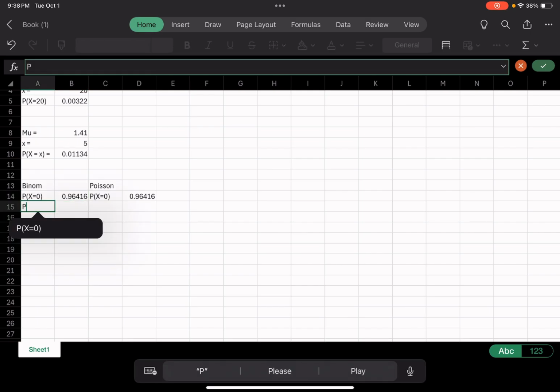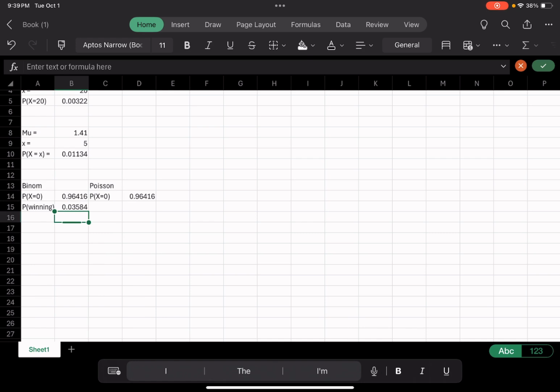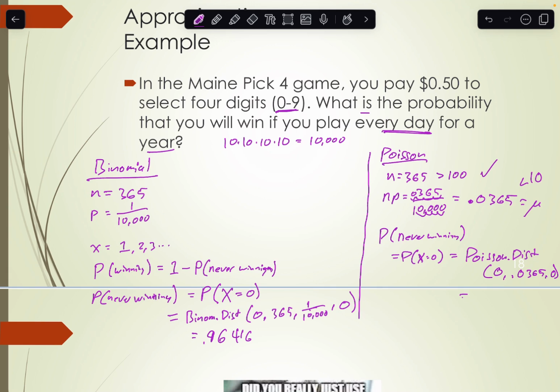Let's go back. The probability of winning is 1 minus the probability of never winning. Let's round it. This was 0.96416. So the probability of winning is, as Excel told me, 0.058.